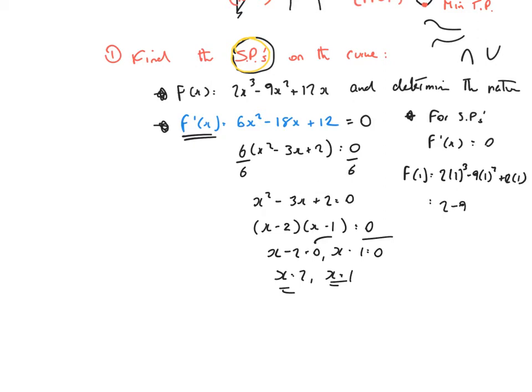So that's 2 minus 9 plus 12, and that's 5. Okay, so stationary point 1 is (1, 5).